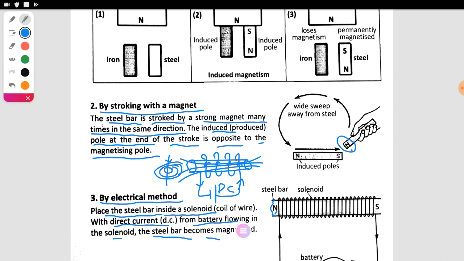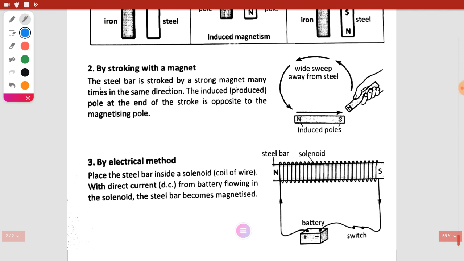This is the final summary of the methods to produce a magnetic field by three different methods. The first method is by induction, the second method is by stroking, and the third method is the electric method.